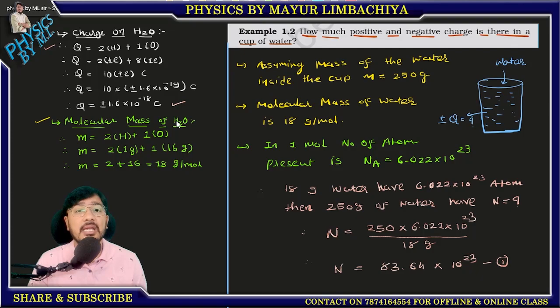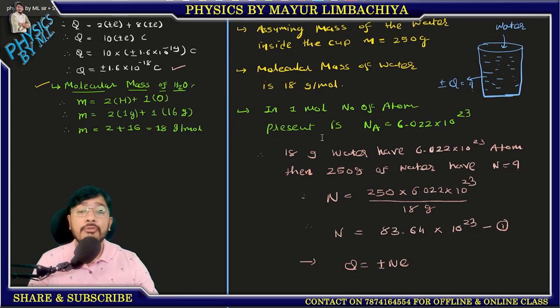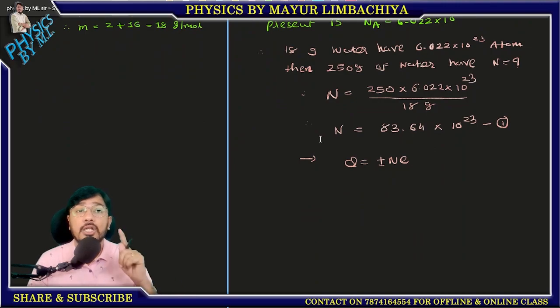e is the charge. The value of e is 1.6 into 10 raised to minus 19. So 10 into plus or minus 1.6 into 10 raised to minus 19. This is in coulomb because that is charge. So Q is equal to plus or minus 1.6 into 10 raised to minus 18 coulomb. So dear students, now we have the charge of one H2O molecule.